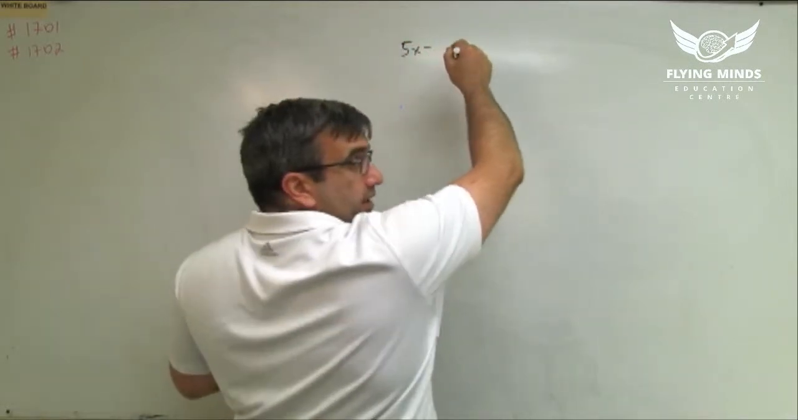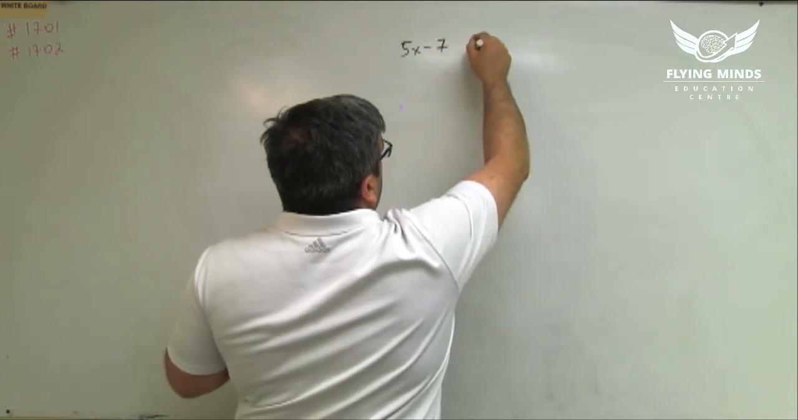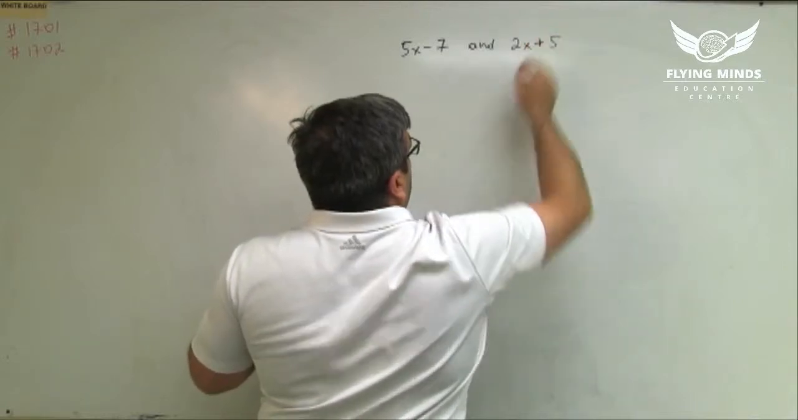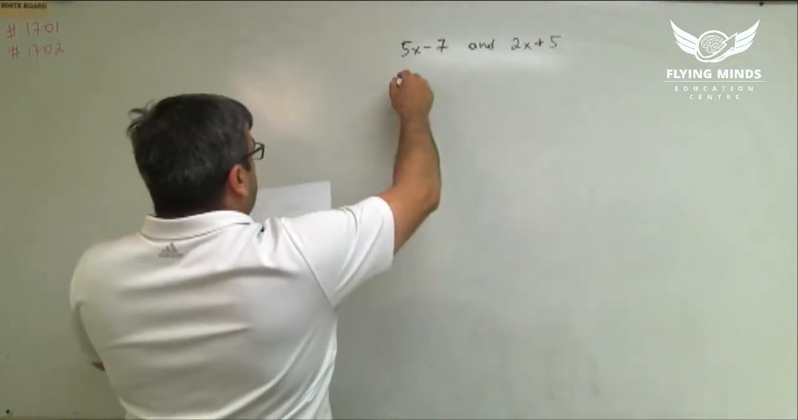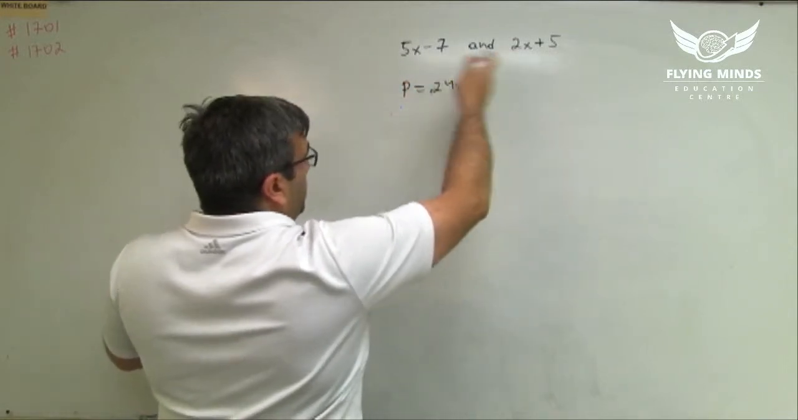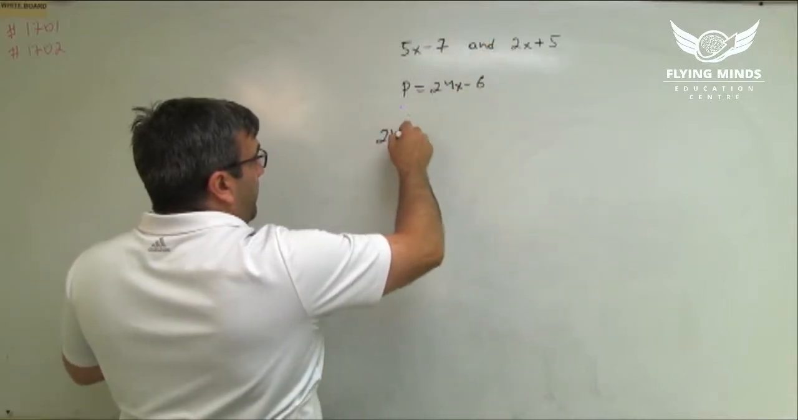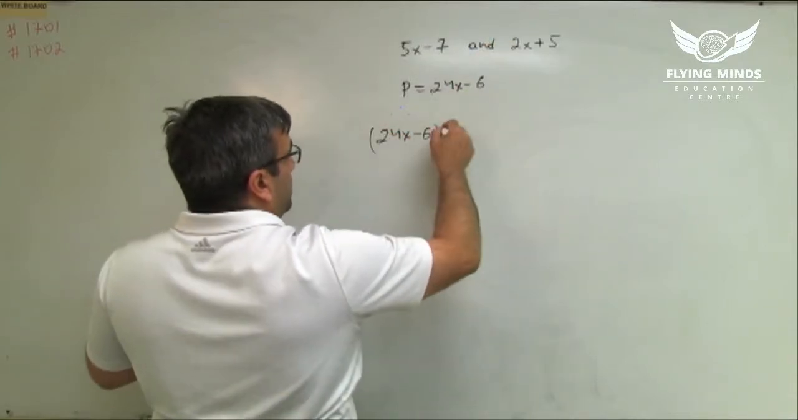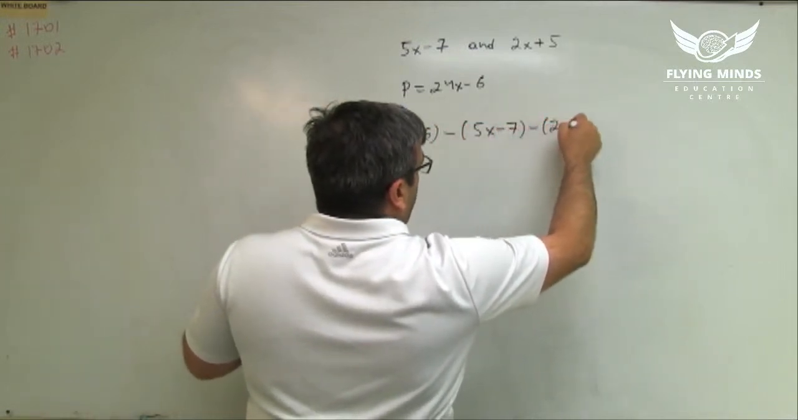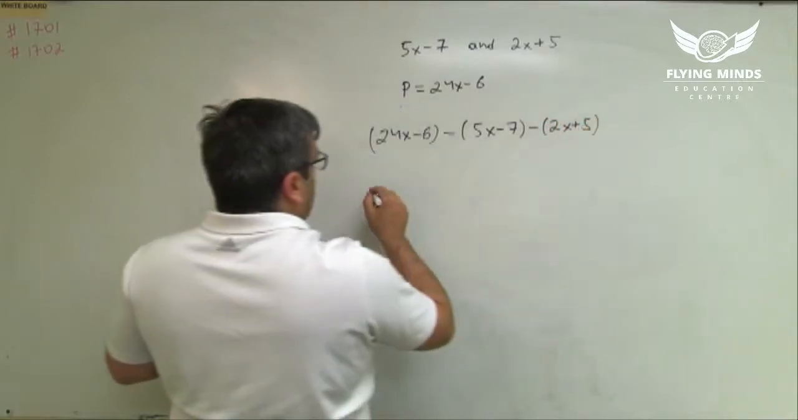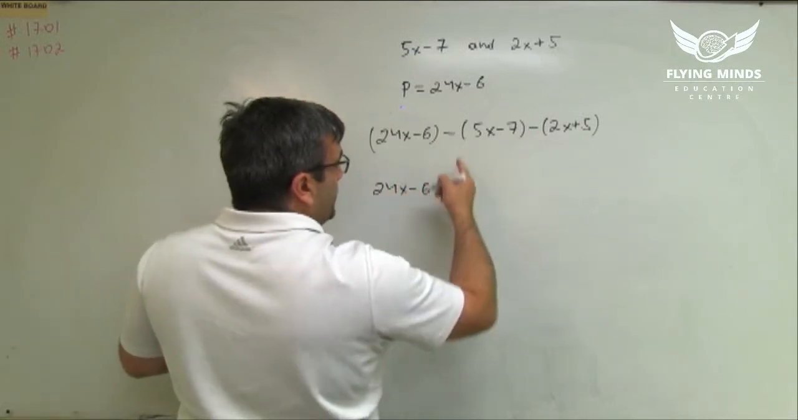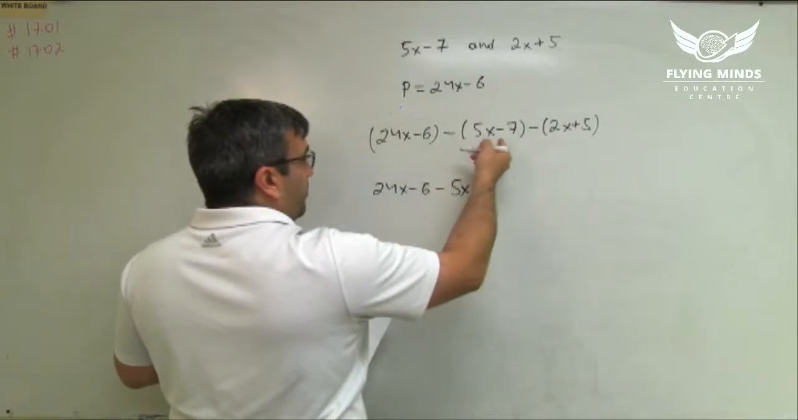5x minus 7 and 2x plus 5. And the perimeter equals 24x minus 6. So we need to subtract these two sides from the perimeter: minus (5x minus 7) minus (2x plus 5). And we open brackets: 24x minus 6 minus 5x, right? Minus in front of the brackets.